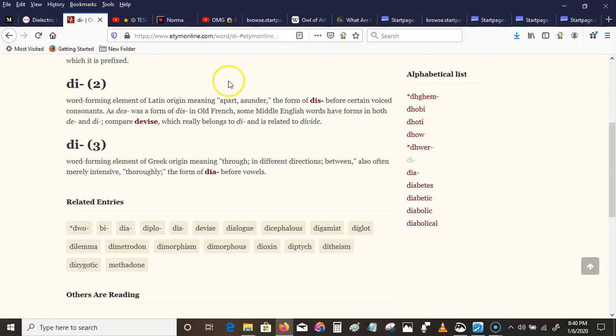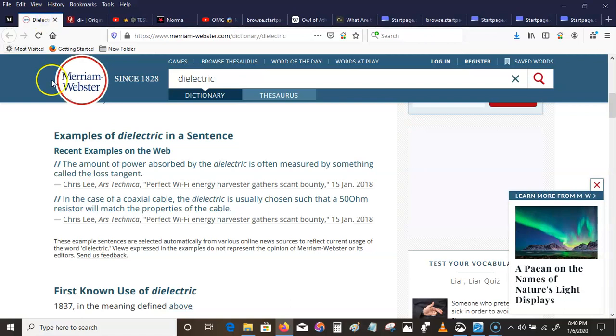Dye. Word forming element from the Latin origin meaning apart or asunder. The form of dis. It's the first syllable in the word dielectric. What does that mean?